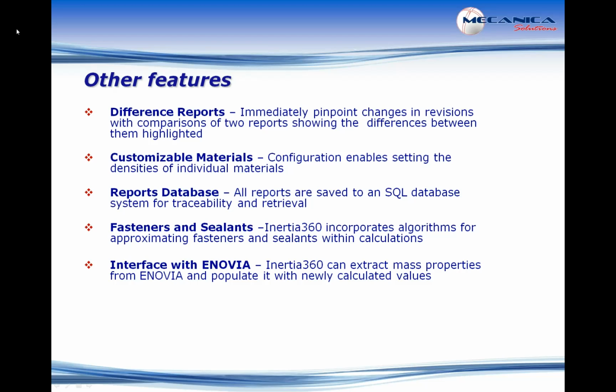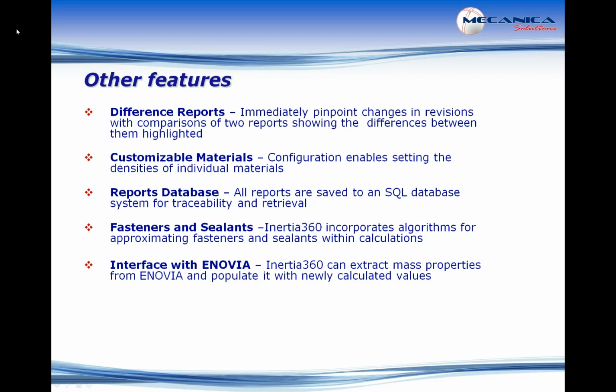A few of the other features of our software, Inertia 360, the ability to create difference reports. So if over time, as you do mass properties calculations, weight distribution over your assemblies, as they progress, you can store all of that information and you can generate difference reports to show you where weight differences could have occurred in different variations of the assembly.